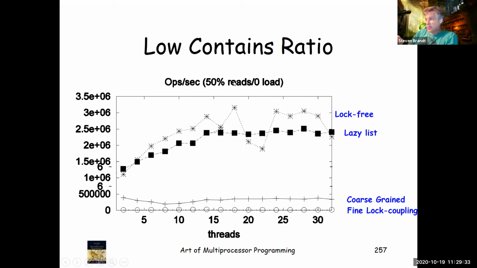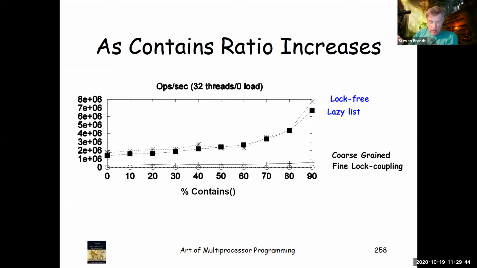And then if you have 50% contains calls, then the picture is still a little different. We're still looking at lazy and lock free being the best. And then here is the percentage of the contains method, and here's our throughput with various different methods. So as the contains method gets higher and higher, the benefits of these things become stronger.